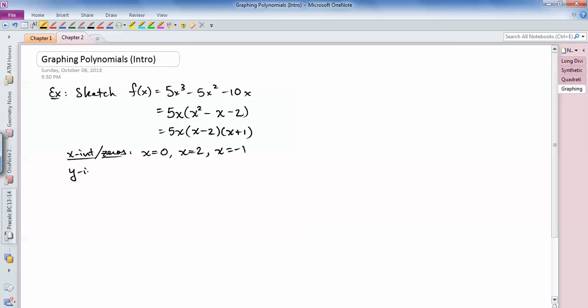To get the y-intercept, we just let x equal 0. So if x is 0, when I plug that in, the whole thing turns into 0. So my y-intercept is y equals 0.